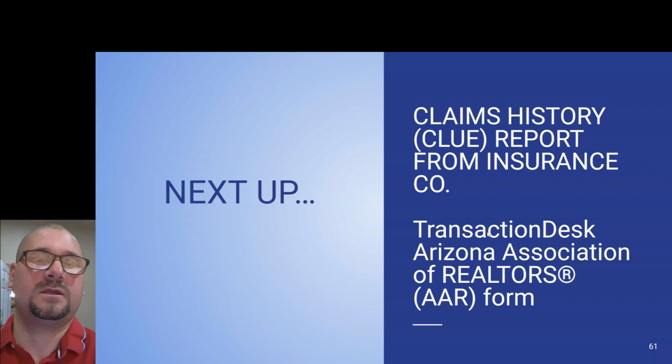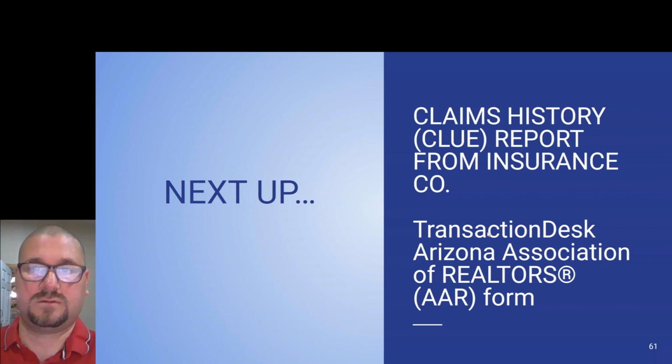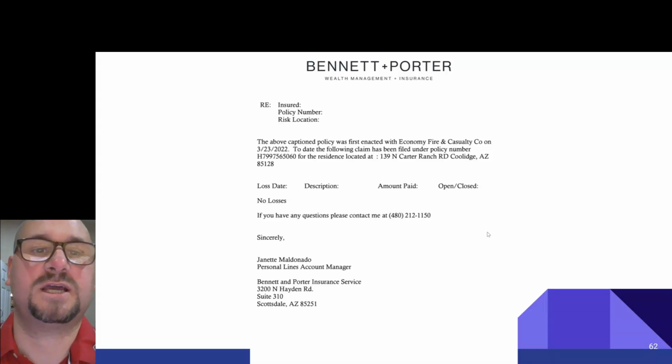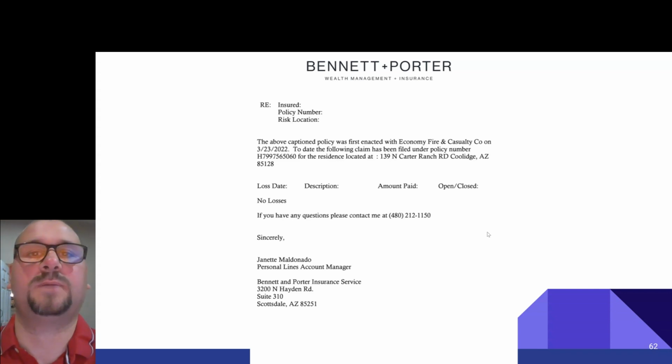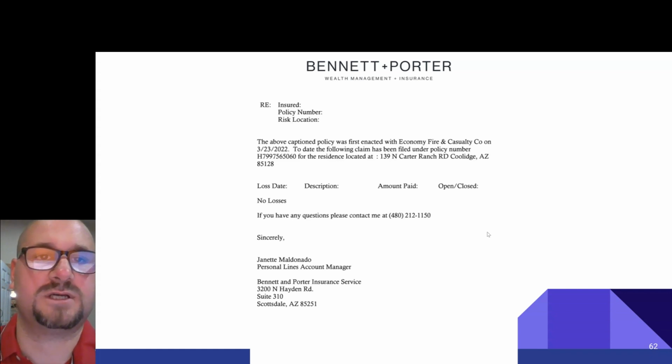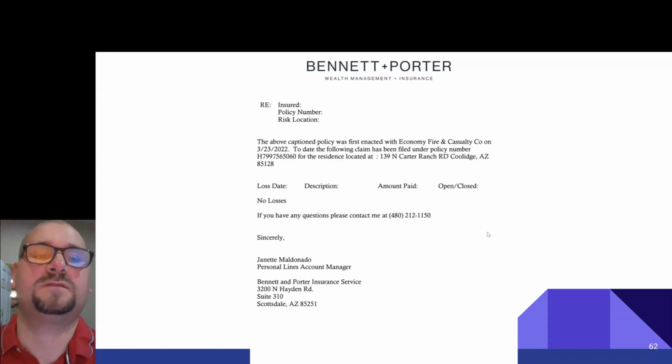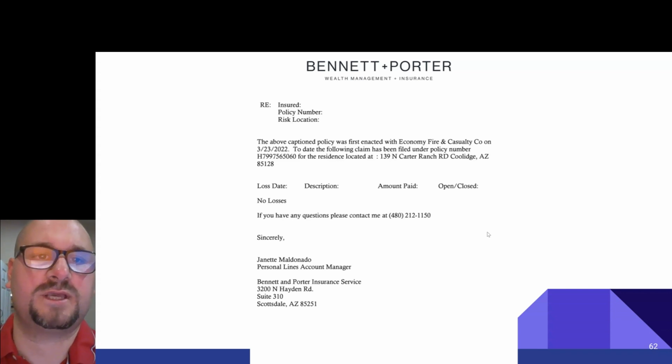Next up is the claims history reports from the insurance company, right? Sometimes it's actually referred to as the CLUE report. So here's an example. This is by Bennett and Porter, Wealth Management Insurance. So here it says insured. It'll have a policy number. Obviously, it's been redacted. Risk location.